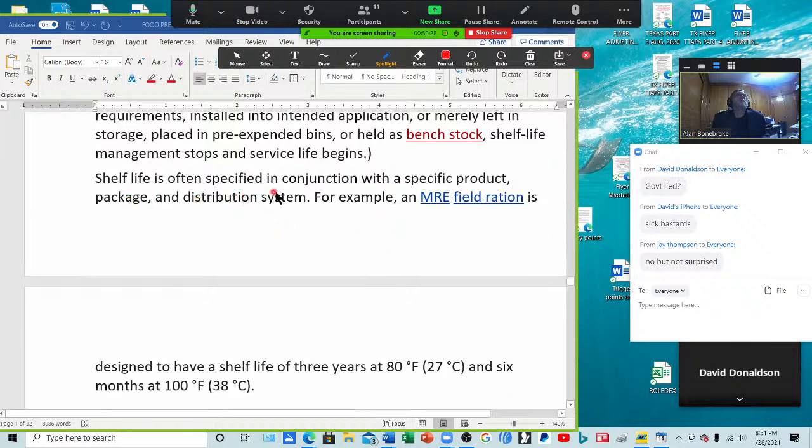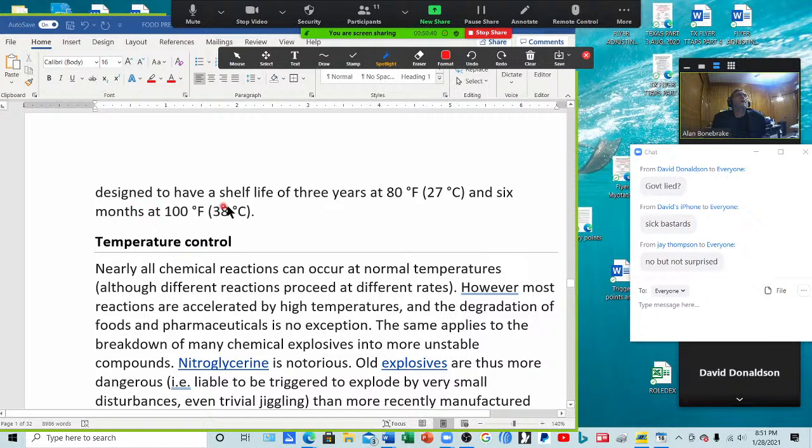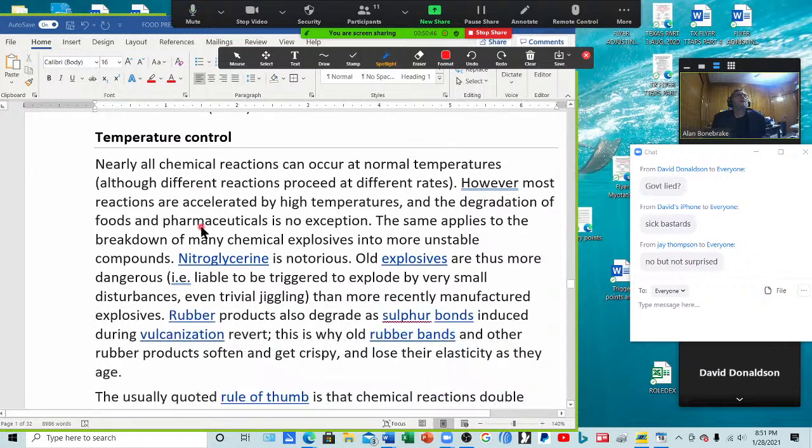Shelf life is often specified in conjunction with a specific product package and distribution system. For example, an MRE field ration is designed to have a shelf life of 3 years at 80 degrees Fahrenheit and 6 months at 100 degrees.